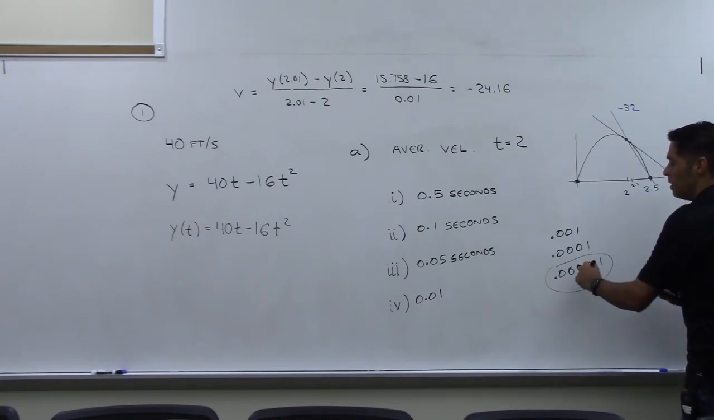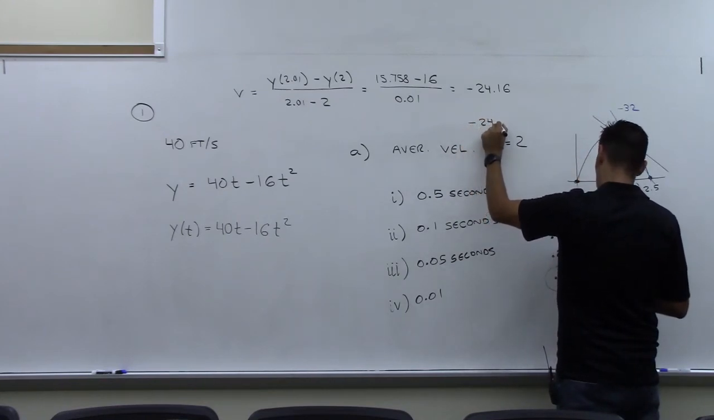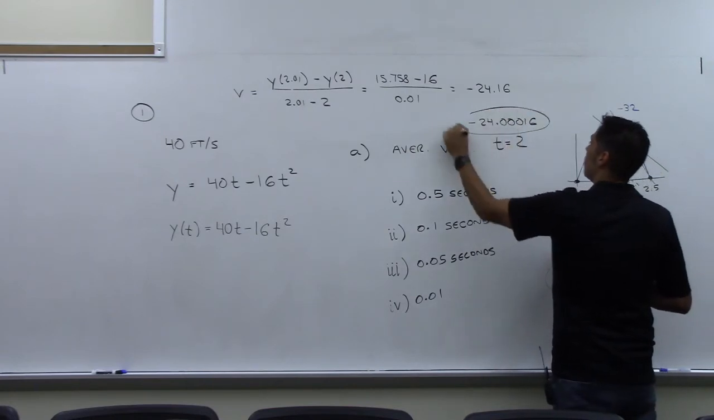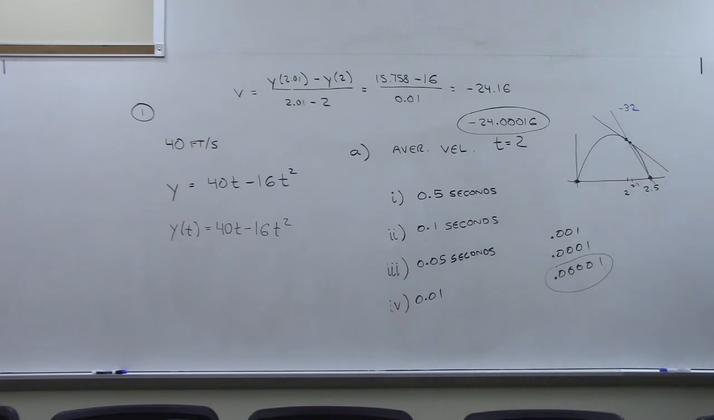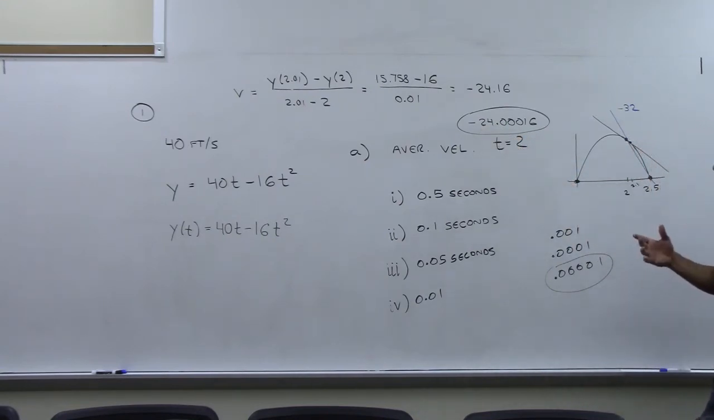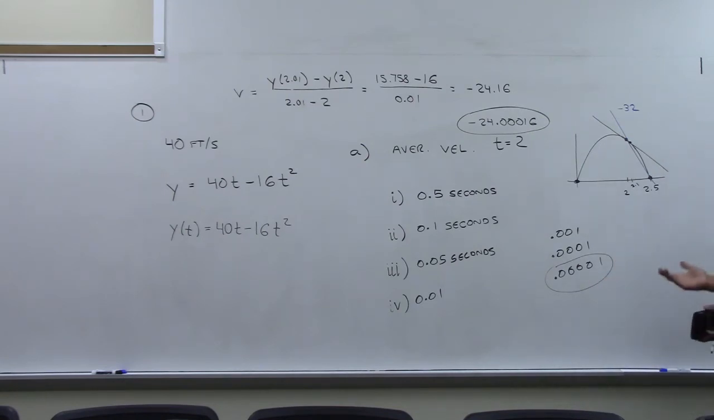So if I do this one in here and do all that stuff, I get negative 24.00016. Look, it appears from all indications that as I move closer and closer to 2 from this right side, this slope is getting closer and closer to negative 24, which means it makes sense that the speed of the object at 2 is probably negative 24, if it's possible to talk about the speed of an object at an instant in time. It looks like it would be really close to negative 24.